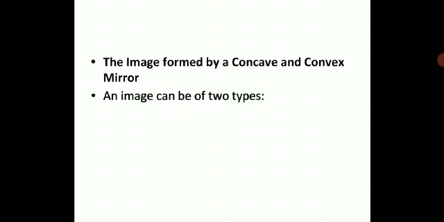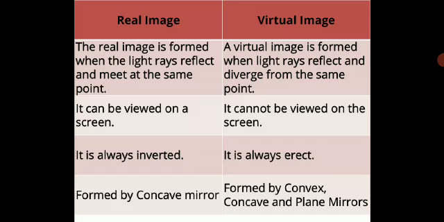An image can be of two types: real image and virtual image. Please do make columns and write this down in your notebook. Draw this table, and write about the real and the virtual image.